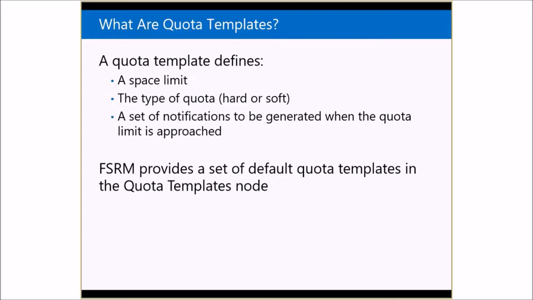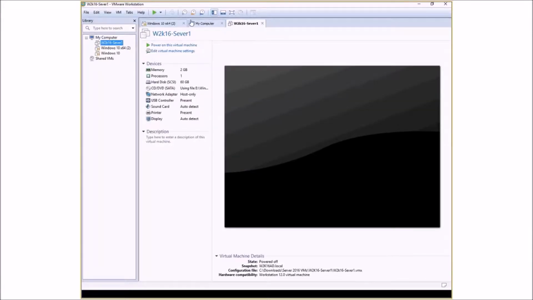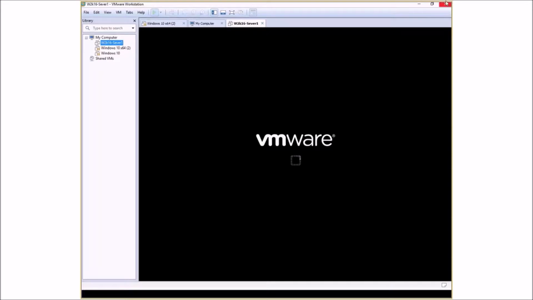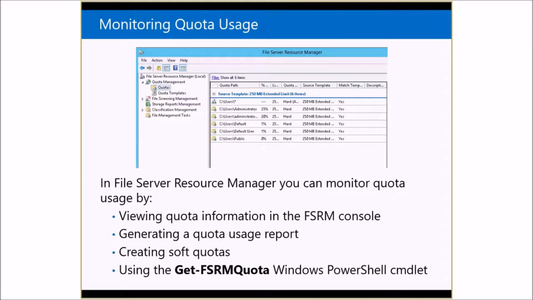The FSRM provides a set of default quota templates in the quota template node. So let me just maybe start my server, and we'll see some examples of this. Okay, so while that's starting up, we'll keep on talking. So basically, the FSRM already has some quota templates, and obviously we can use them or we can create our own.